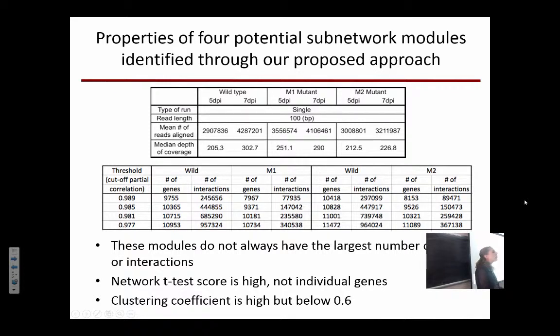So we were able to come up with 4 different subnetworks based on our Mads data versus the wild type. Now, it is important to remember that these modules do not always have the largest number of genes or interactions. Remember how I was saying about seed and extend? If it doesn't improve by 10%, then we throw it out. And so just because it has a large number of genes doesn't make it better. Also, the network t-test score is always high, but when you look at individual genes, the t-test score is always low. The clustering coefficient is high, but we always want it to be below 0.6.